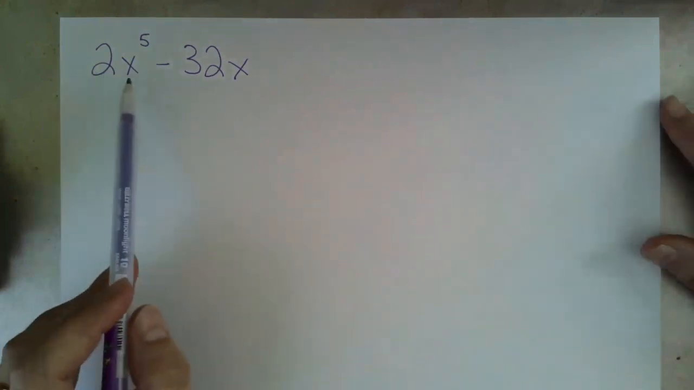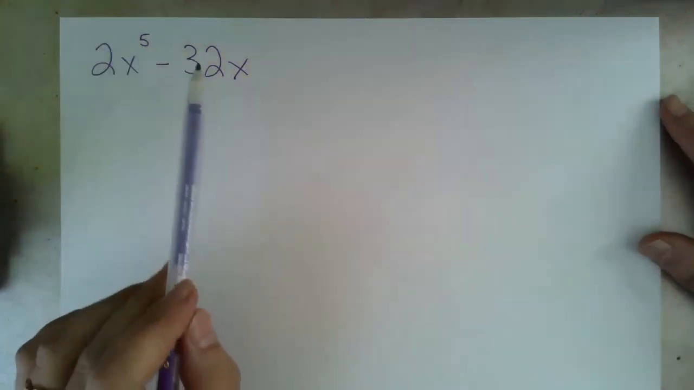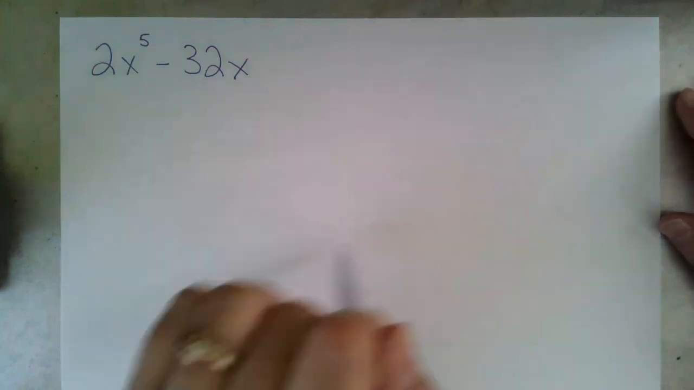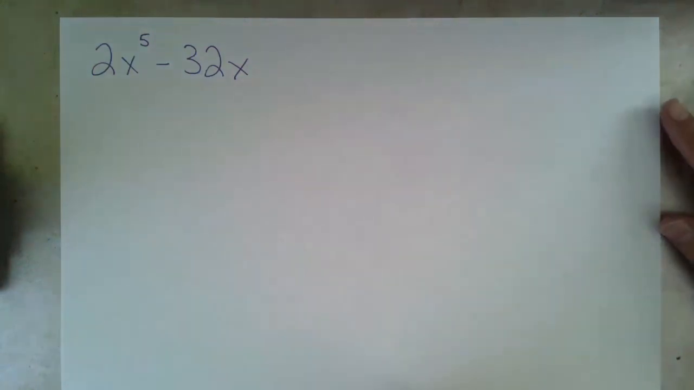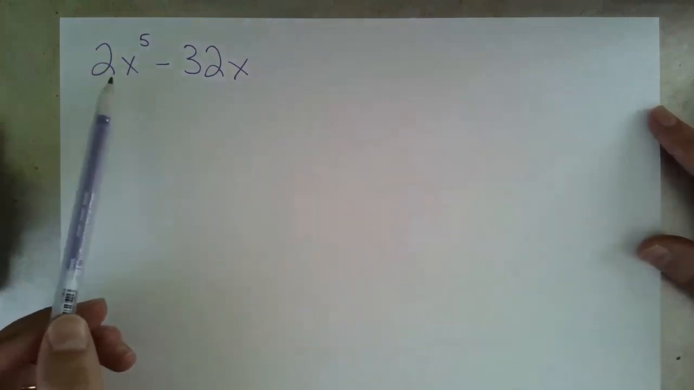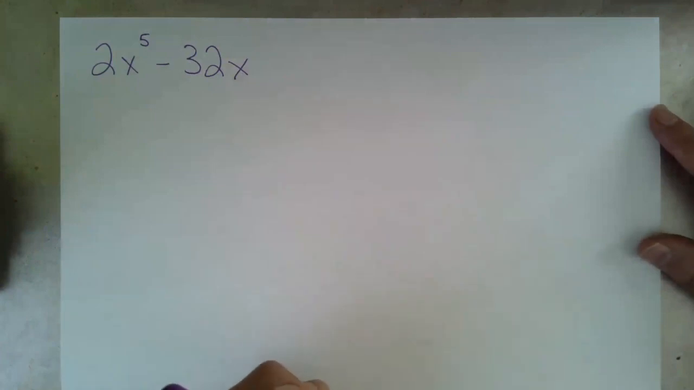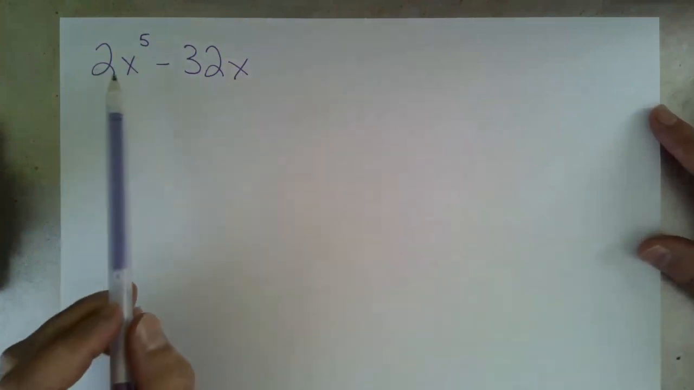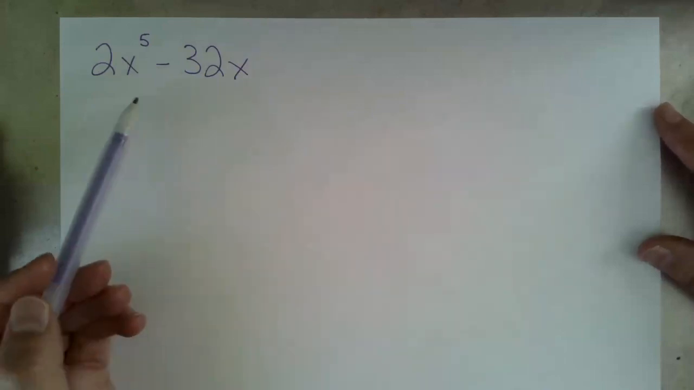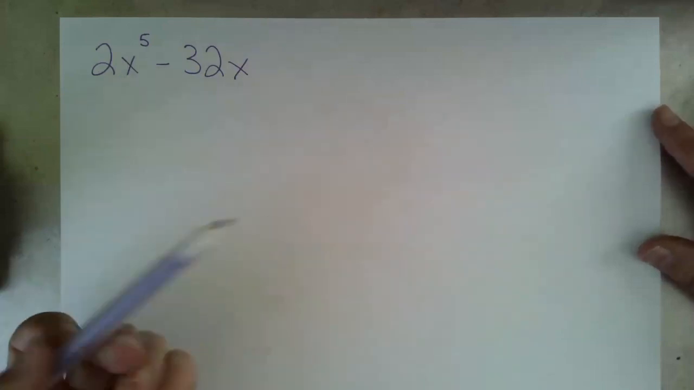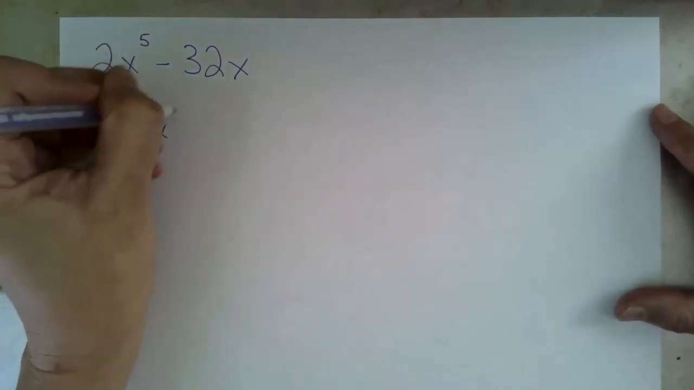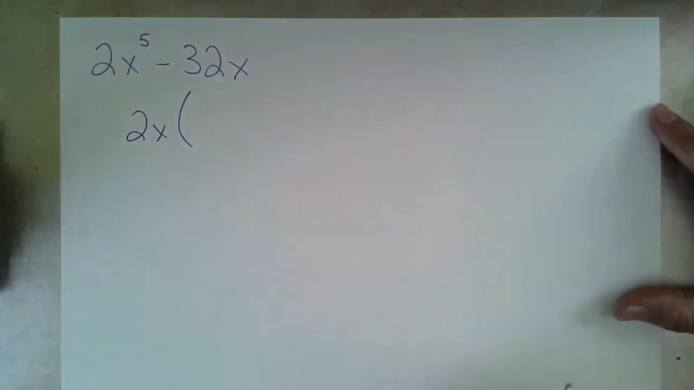We have 2x to the fifth minus 32x. This is not a quadratic. We cannot use the x method. So the next thing we would want to check is, is there something common to both terms that we could factor out? So already I notice there's a 2 and a 32, so those will both have a 2 in them. And there's an x to the fifth and an x, those will both have an x in them. So my first step here is going to be to factor a 2x out of each term.